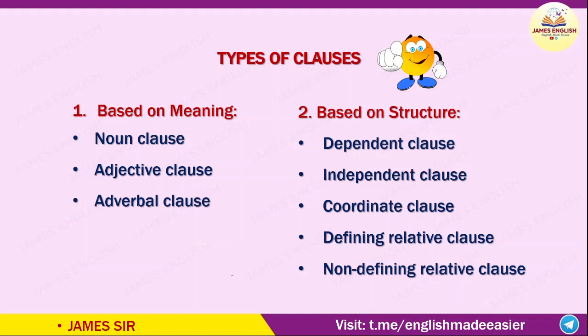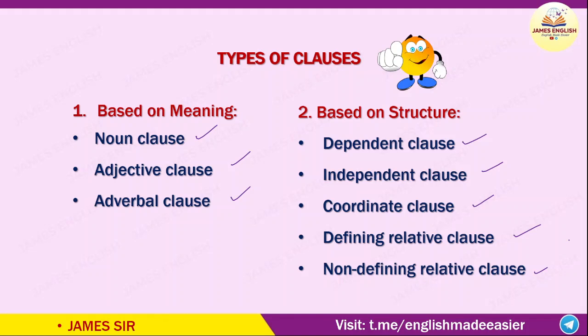And there are different types of clauses. So we can divide clauses into two types. They are based on meaning and based on structure. In the based on meaning, we have three types of clauses. They are noun clause, adjective clause, adverbial clause. And based on structure, we have five types. They are dependent clause, independent clause, coordinate clause, defining relative clause, non-defining relative clause. So here also I will provide another video class on types of clauses.